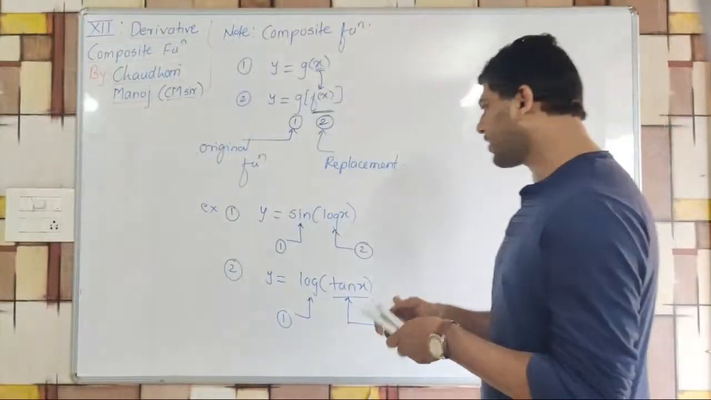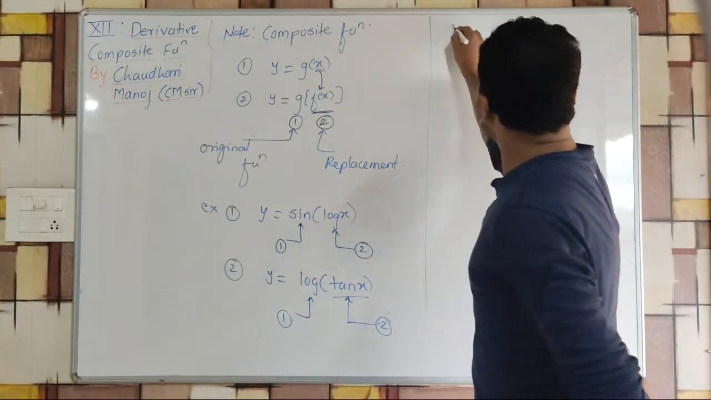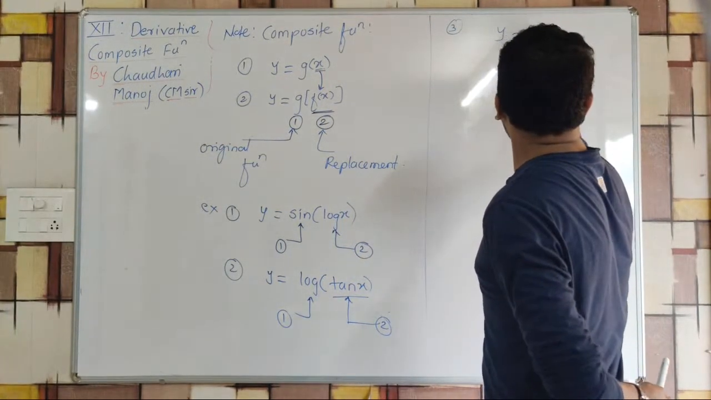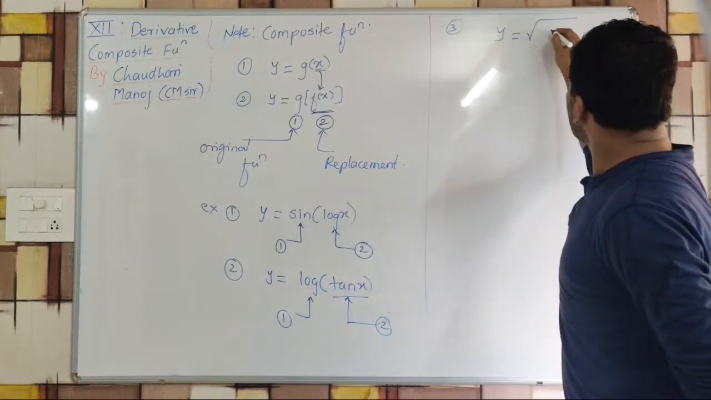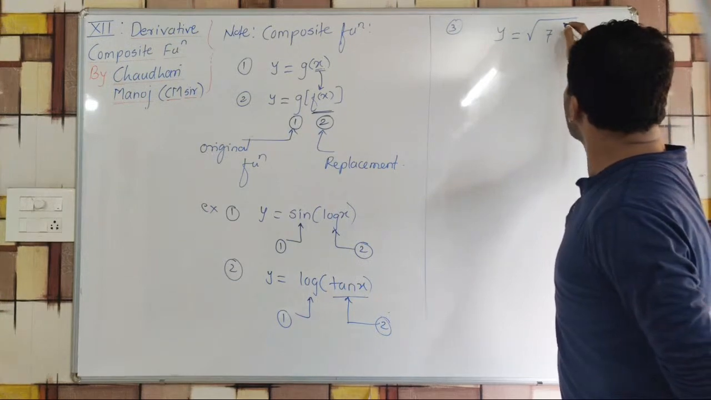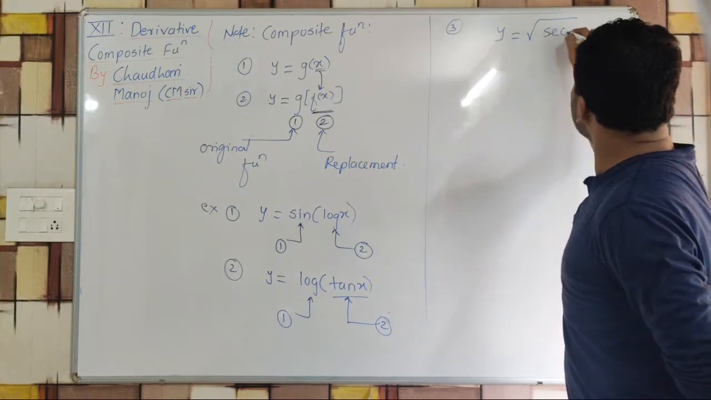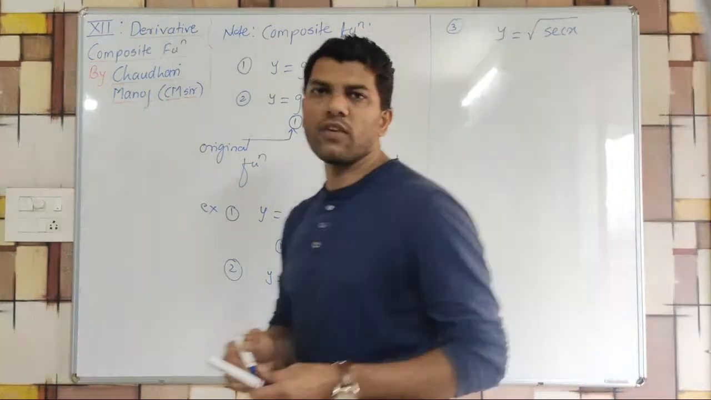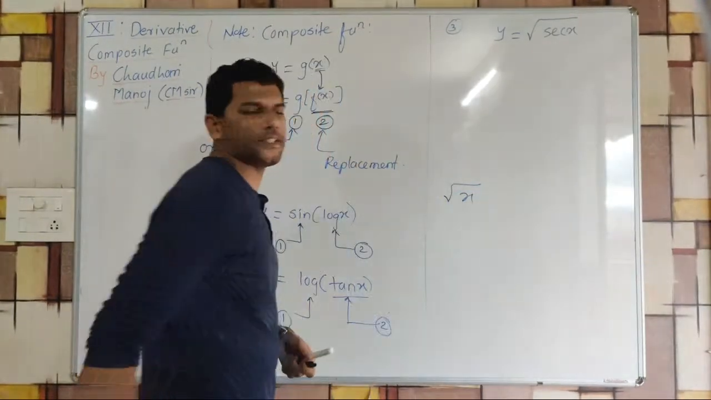Next, one more example. Please write down, friends, one more example for this. Then the third case, if I say y is equal to under root sec x. So which is the original function here? Understand, the original function is root x.